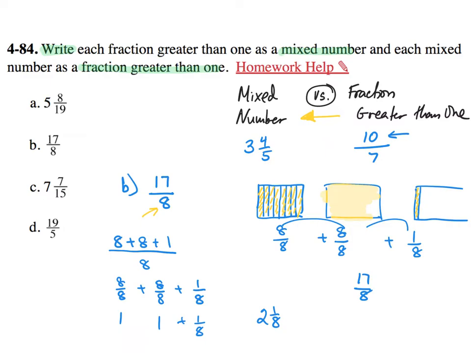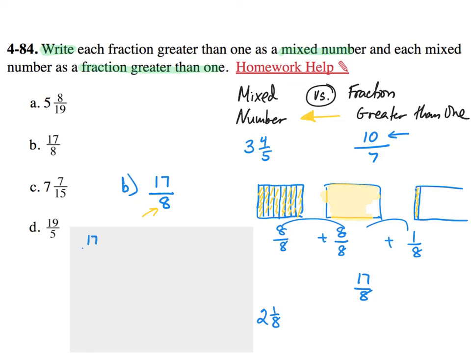Okay, the other way that I want to show you, that you might have seen already in class, is to start with long division. So the meaning of 17 over 8 is 17 divided by 8. So you're saying how many times 8 goes into 17. So that's the long division process.